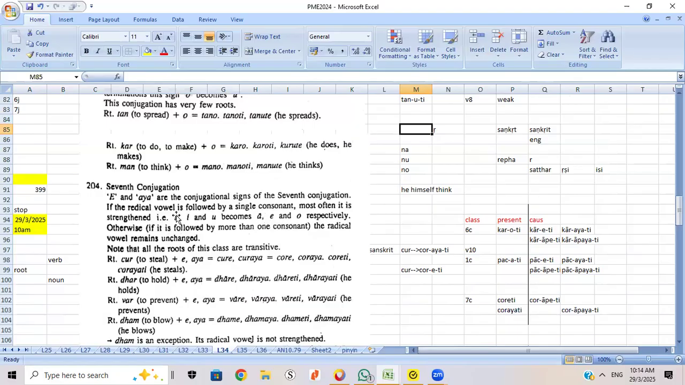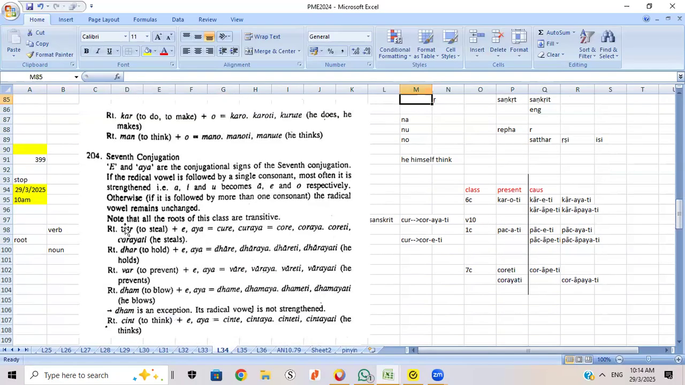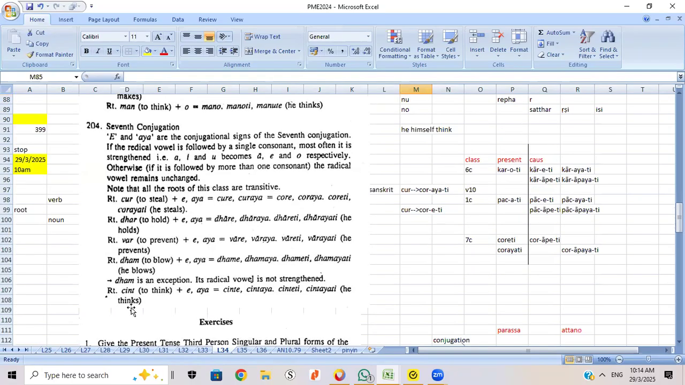Today we will continue on the seventh conjugation. There are about 400 of them. Not every root is formed through the seventh conjugation. These are a few examples: chur is to steal, dhar is to hold, va is to prevent, dham is to blow, and chin is to think.